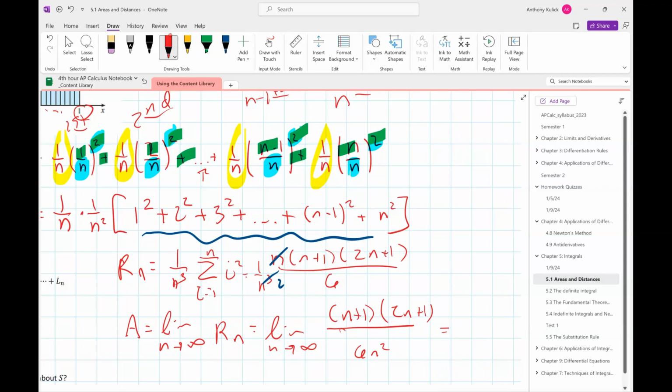You don't need to do L'Hopital. You can just use a polynomial. The degree of the numerator is 2, because it's a degree 1 polynomial times another degree 1 polynomial. The leading coefficient of the numerator is 2. 1n times 2n would give you 2n squared. The degree of the denominator is n squared. The leading coefficient in the denominator is 6. So the limit should just be 2 over 6 or 1/3. That is our area under the curve. We did it!